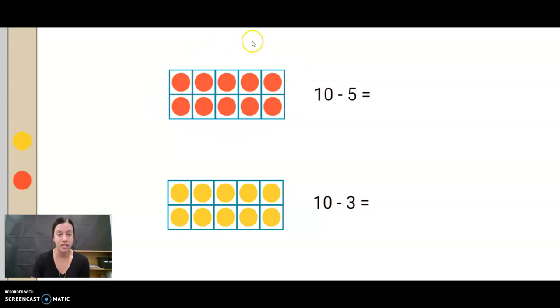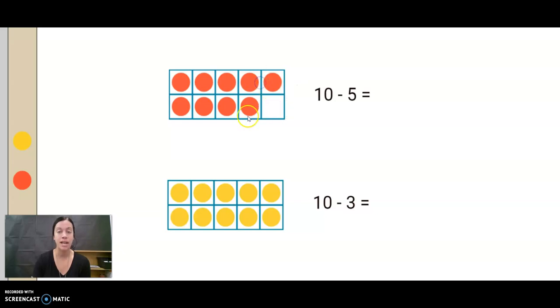I have modeled our whole of 10 on my 10 frame. And we know that this is showing 10 because it is a 10 frame and all of the boxes are filled. If all of the boxes on a 10 frame are filled, we know that that is 10. So I'm starting with my 10 and we are taking away or subtracting 5. You can show that in different ways. You could use a marker and cross them off. Or since I'm on Braining Camp, I'm going to actually click and I'm going to delete them.